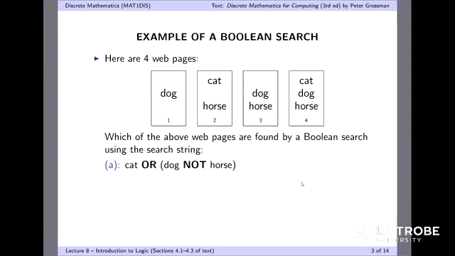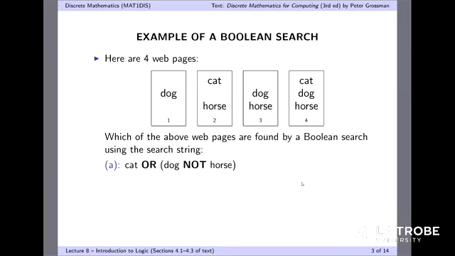If we are looking for cat, there's or in between, dog, not horse. What pages do you think would show up? I want you to think. Hardly anybody thinks 4. That's 1, 2, and 4, right in front of you. Come on. Answers: 1, 2, and 4.